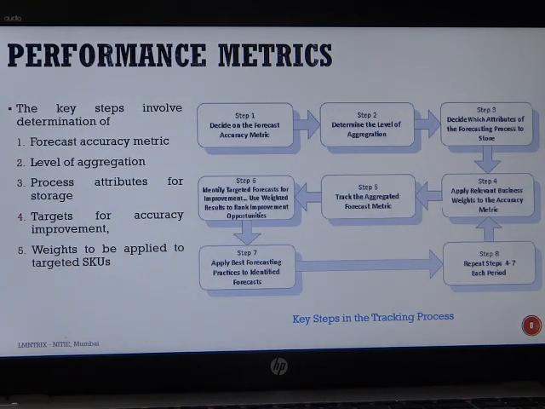Now in the performance matrices, we have developed a matrix to calculate the performances. There are the following steps. Step 1, decide the forecast accuracy metric, determine the level of aggregation, decide which attributes of the forecasting process to store, and apply relevant business rules. After that, track the aggregated forecast metric, then apply the best forecasting metrics, and then repeat the result for each period.